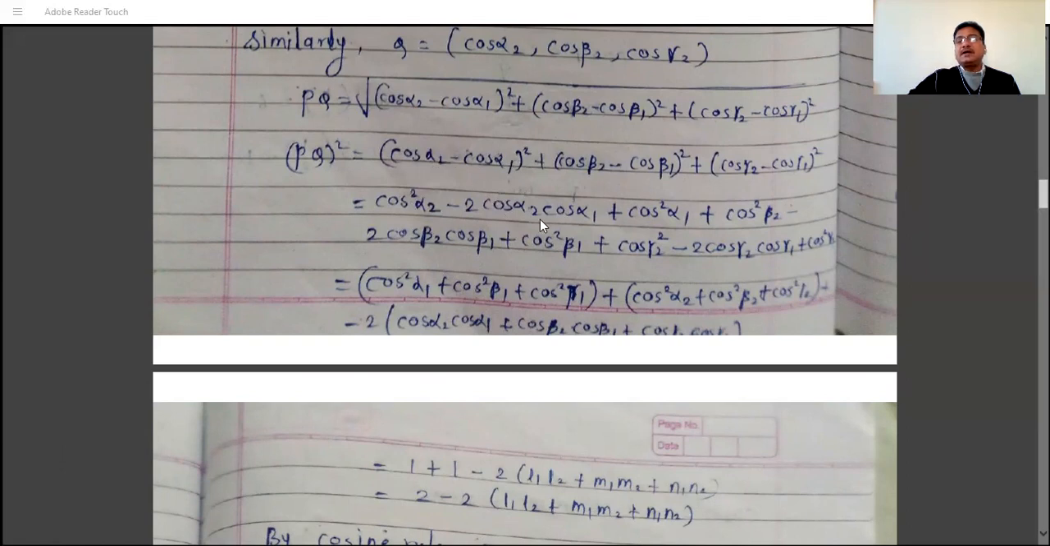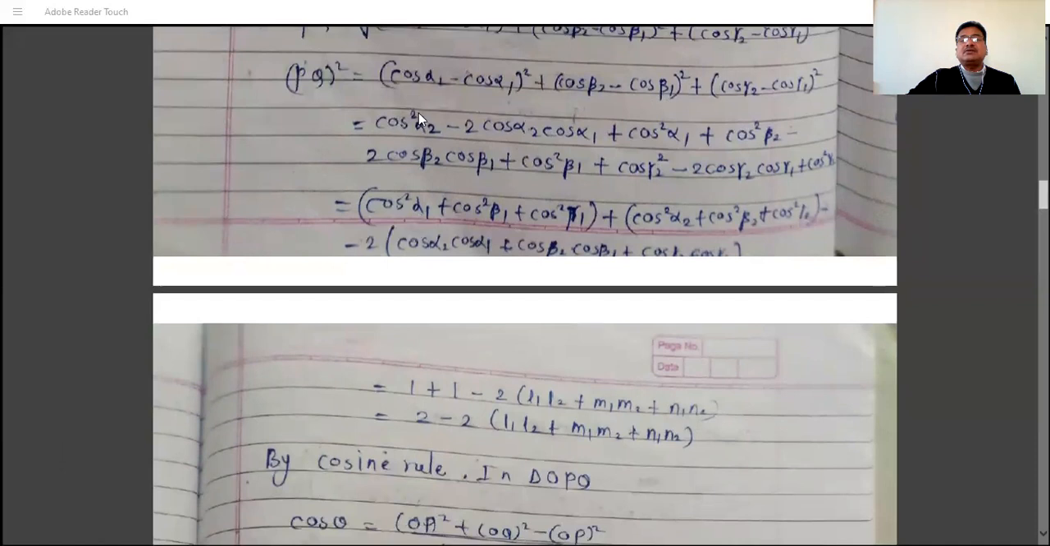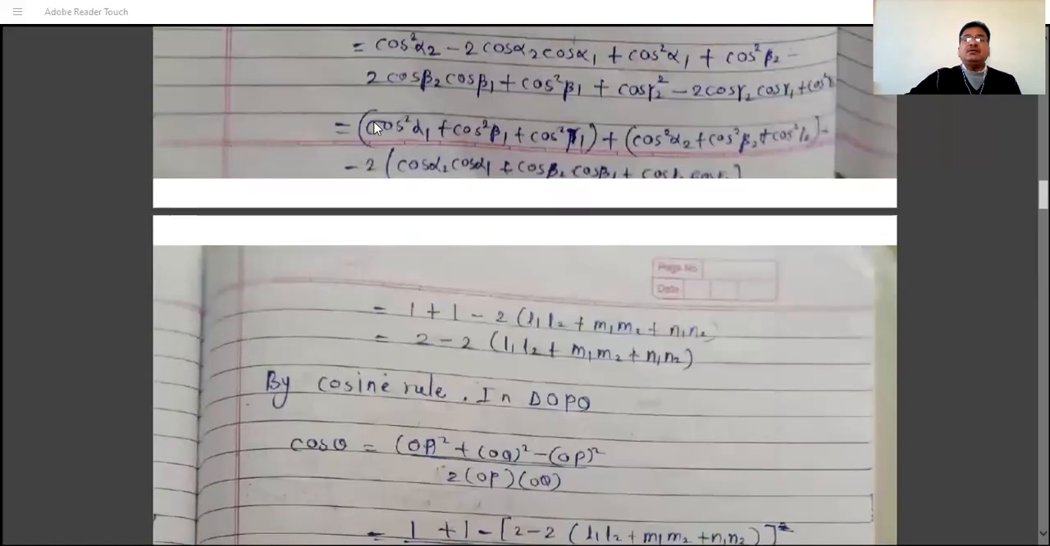Similarly, the square of this bracket, these three terms, and the square of this bracket is what? cos square gamma 2 minus 2 cos gamma 1 cos gamma 2 plus cos square gamma 1. And then write this cos square alpha 1 plus cos square beta 1 plus cos square gamma 1 in one bracket, plus cos square alpha 2 plus cos square beta 2 plus cos square gamma 2 in another bracket. And from these three terms, take minus 2 as common, we have cos alpha 1 cos alpha 2 plus cos beta 1 cos beta 2 plus cos gamma 1 cos gamma 2 in bracket.